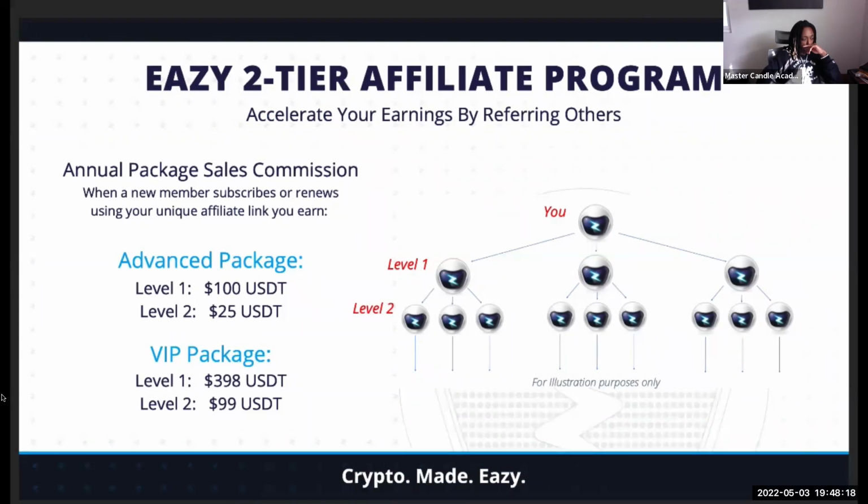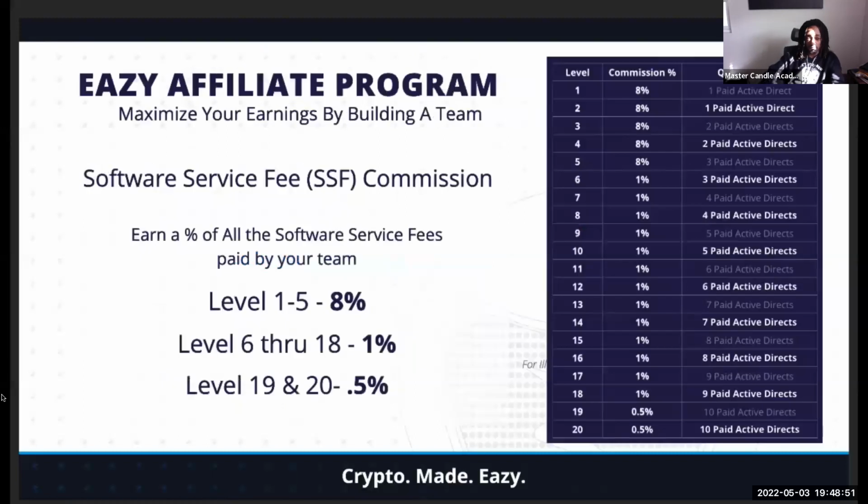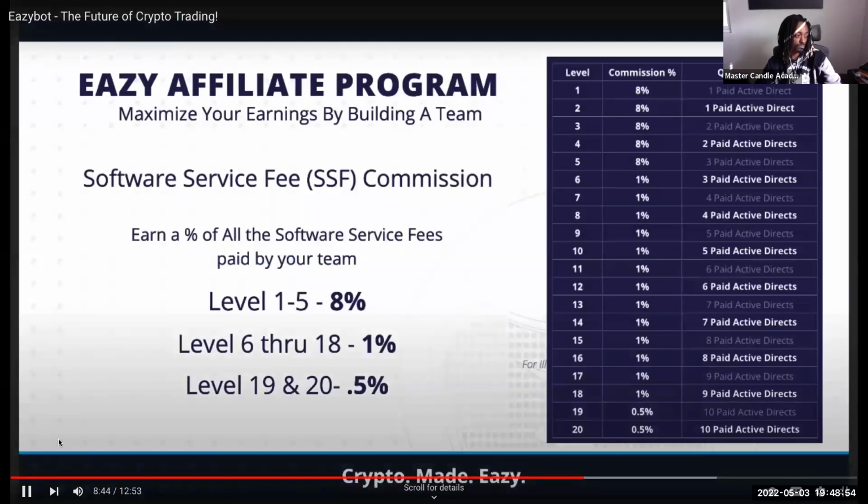Let me explain. When you sign Johnny on a $250 package, you get $100, which is 40% of that package. When Johnny signs Susie, he gets $100 and you get another $25 because Susie is on your level 2. With the VIP package, that $9.95 package, you also get 40% of that. So when you sell that package, you get $400 on level 1 and $99 on level 2. Guys, these numbers are insane. You'll maximize your earnings even more with our software service fee.